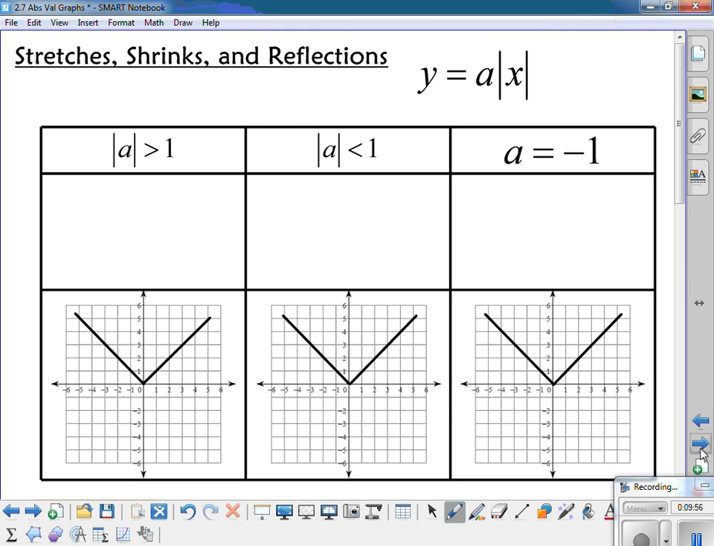All right, so sometimes we can stretch it or shrink it or reflect it. Copy down that chart. I have the parent graphs already on there. I'm going to compare them to the new graph, so that's why they all look the same right now. They'll look different when I'm done with them, though.